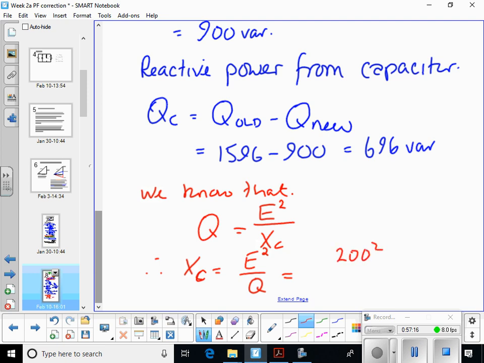That is 200 squared, and that's going to be this QC as well. We should qualify that. QC, 200 squared over 696 equals. I've got 57.5 ohms. Hopefully I put 50 hertz in this question. Yeah, I did.